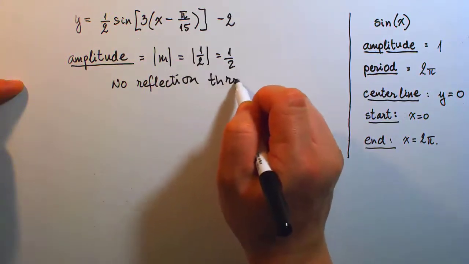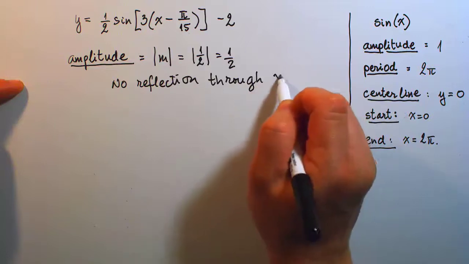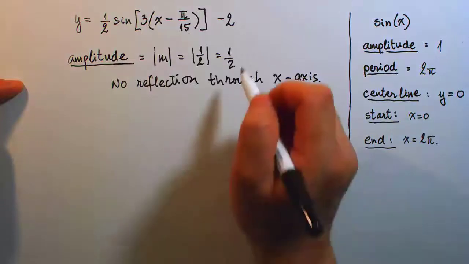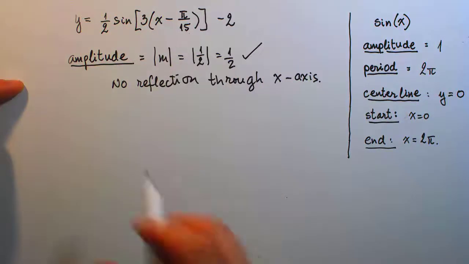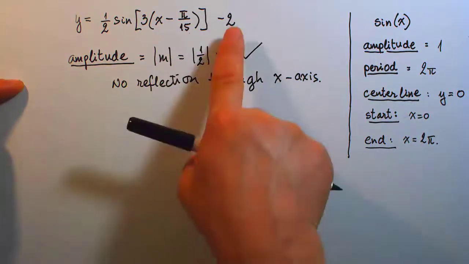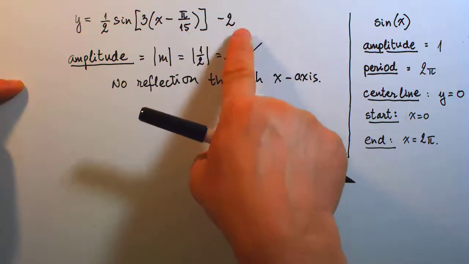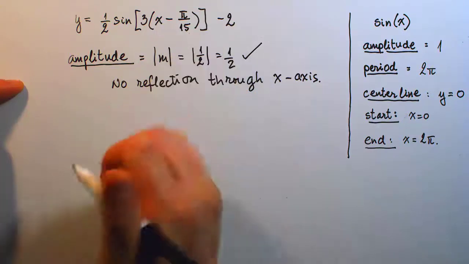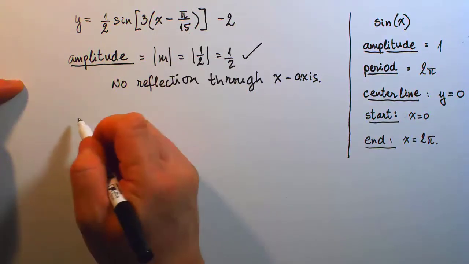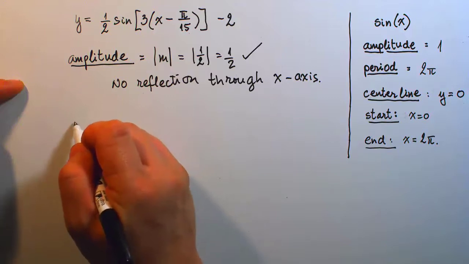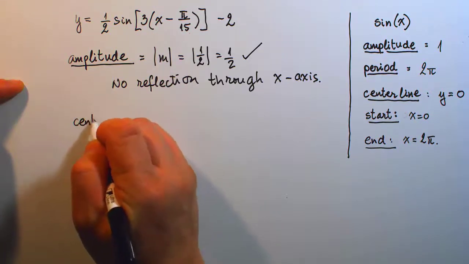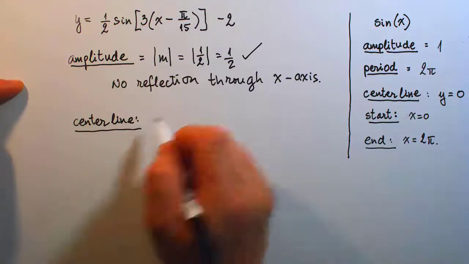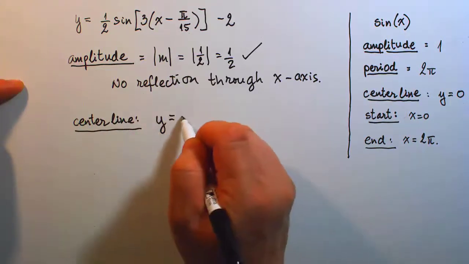Through the x-axis. So that's about the amplitude. That minus 2, in other words, that constant 2 being subtracted from our function, is responsible for shifting the center line and consequently brings the entire graph down. So the center line now is being changed to y equals -2.